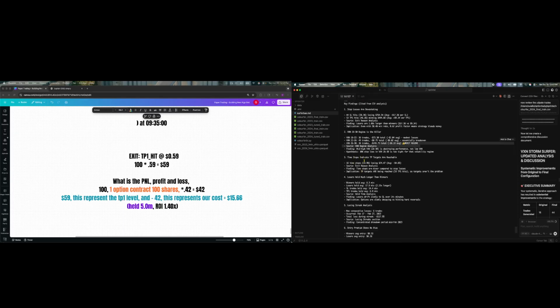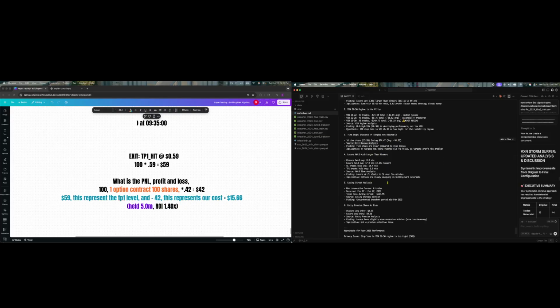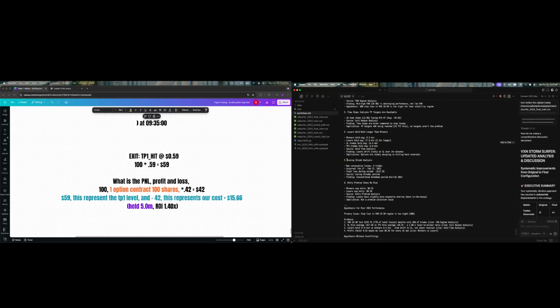All right. Time stops indicate TPs are reachable. 16 time stops losing on average $40.64. Exit reason source: losers hold much longer than the winners. Winners hold 8 minutes. All right, stop loss hold average 14 minutes and 40. Hold finding, losing streak analysis, was six straight trades that you was losing. That's crazy.